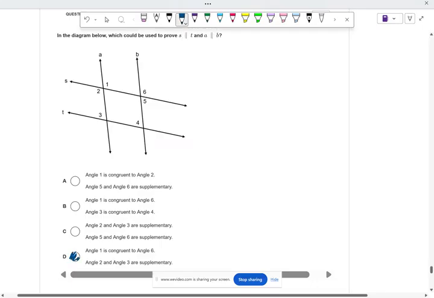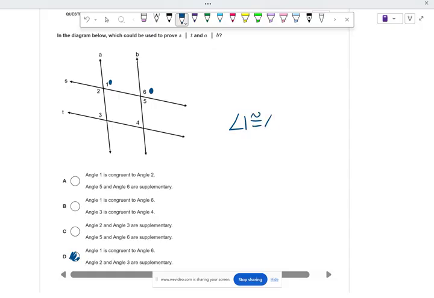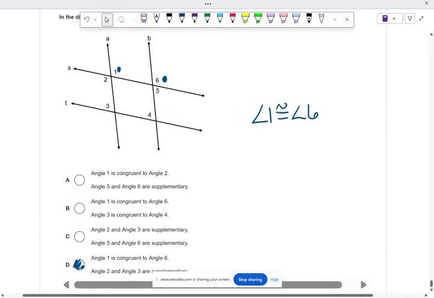Angle 1 is supplementary to angle 6. I'm sorry, y'all, totally misread that. Angle 1 is congruent to angle 6. And angle 2 and 3 are supplementary. All right, let's focus on why that works.